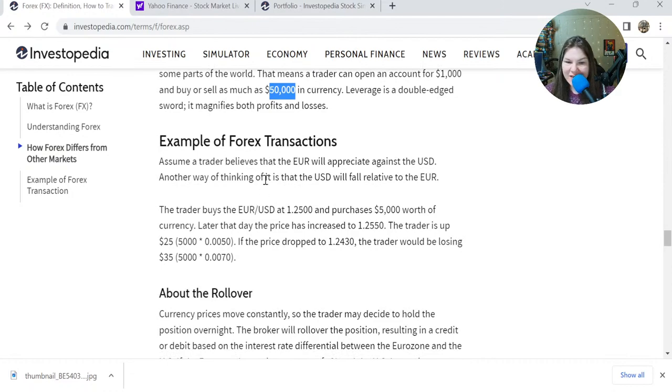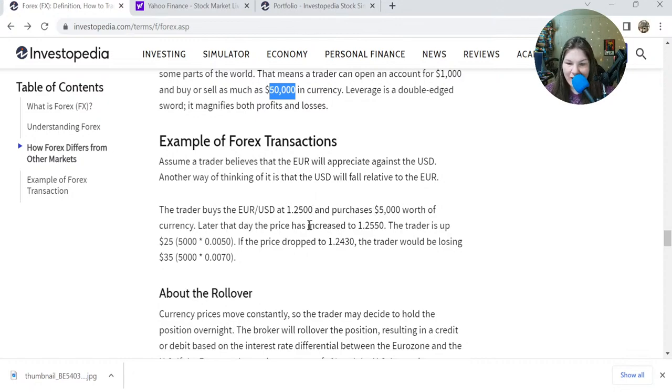Examples of Forex transactions. Assume a trader believes that the euro will appreciate against the U.S. dollar. Another way of thinking of it is that the USD will fall relative to the euro. So, the euro is going to go up and the dollar is going to go down. The trader buys the euro at 1.25 and purchases $5,000 worth of currency.